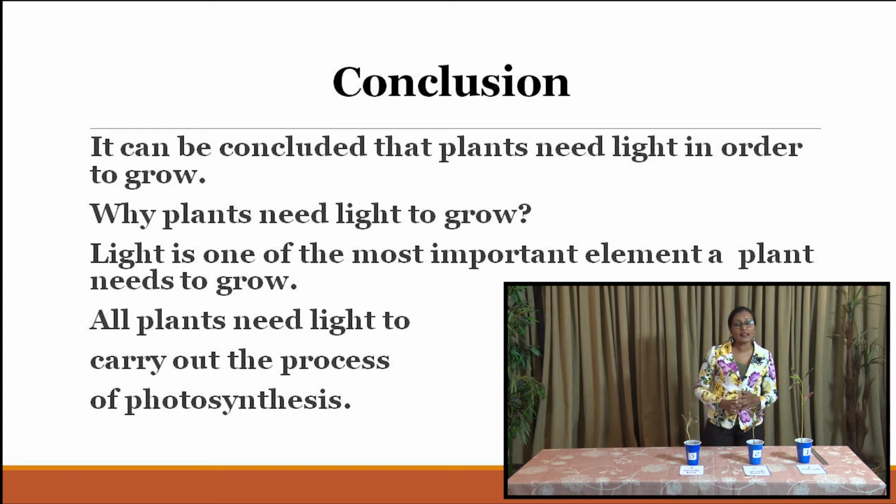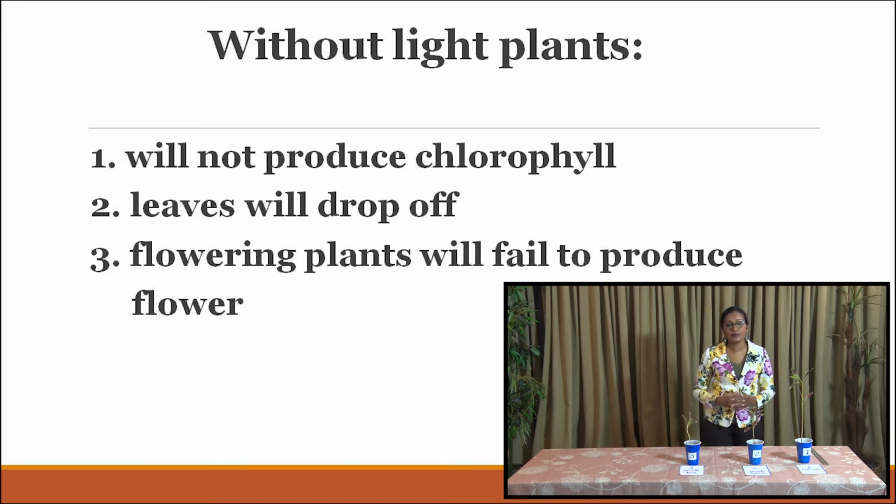Why do plants need light to grow? Light is one of the most important elements a plant needs to grow. All plants need light to carry out the process of photosynthesis. And as we learned earlier, photosynthesis is where plants make their food, and this is where they get their food to grow.